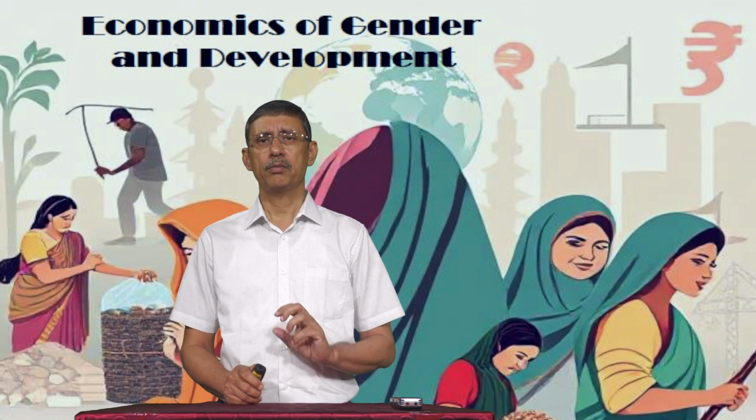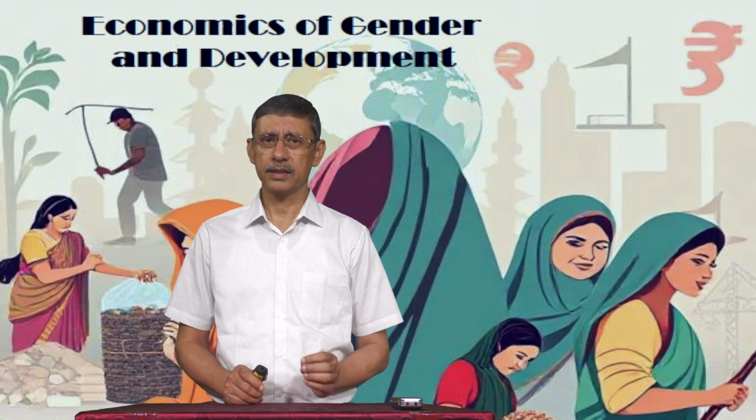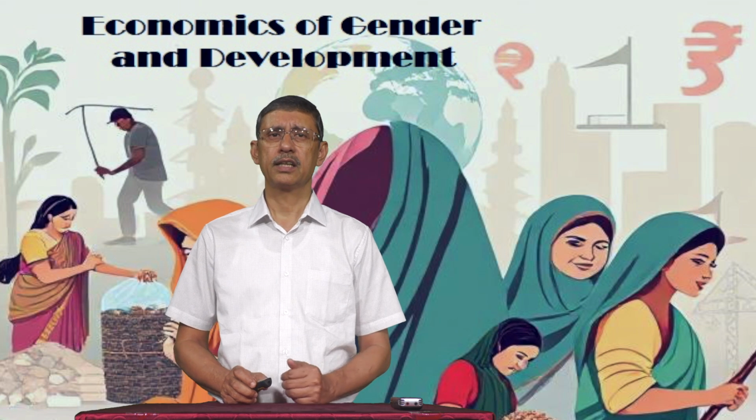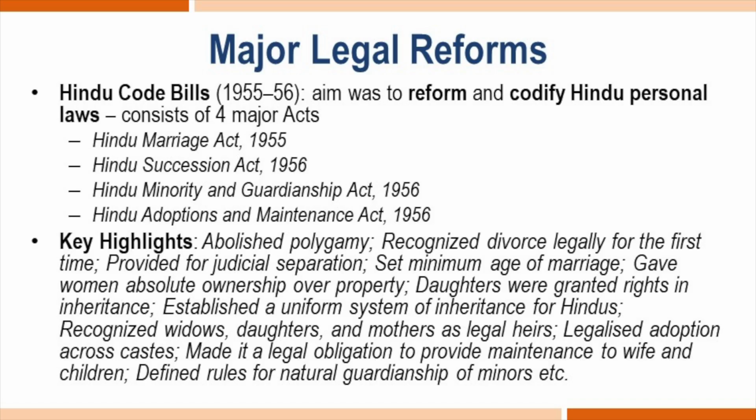All right. Now, if you look at the next phase, that is the 1950s, coming from the constitutional mandate, we will see that there have been some major legal reforms. For instance, in 1955-56, we made the Hindu Code Bills, which tried to reform and codify Hindu personal laws. And it consisted of 4 major acts: the Hindu Marriage Act, Hindu Succession Act, Hindu Minority and Guardianship Act, and Hindu Adoptions and Maintenance Act.